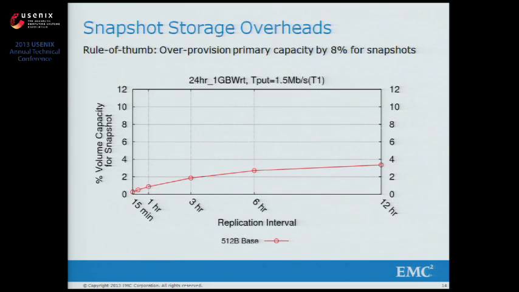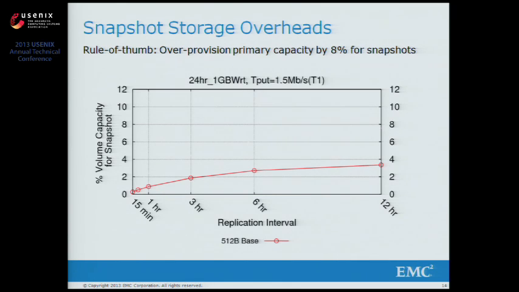All right, so let's get into some results looking at all of our traces. So the horizontal axis shows the replication interval increasing from 15 minutes up to 12 hours. The vertical axis is the fraction of the volume capacity that has to be set aside for a snapshot. And at the top, I have our rule of thumb. So again, this is a fairly abbreviated rule of thumb that you have to over-provision primary capacity by 8% to handle snapshots.